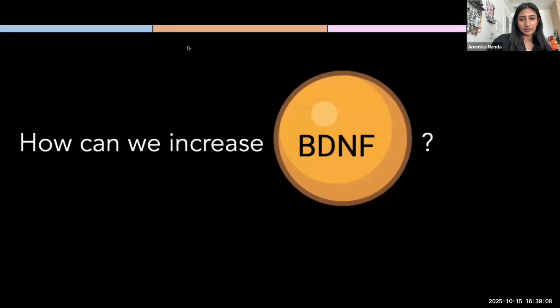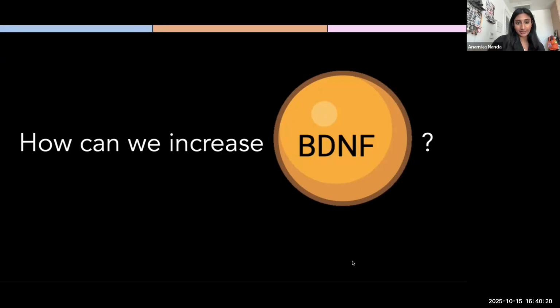Now, does anyone have any ideas how we might be able to increase this protein? Eating healthy, eating vegetables, eating fruits and vegetables, being healthy. What we eat definitely can help us increase BDNF, especially eating healthy. Allison, what do you think? Exercise, because if you're exercising, you're using your brain to signal your muscles.